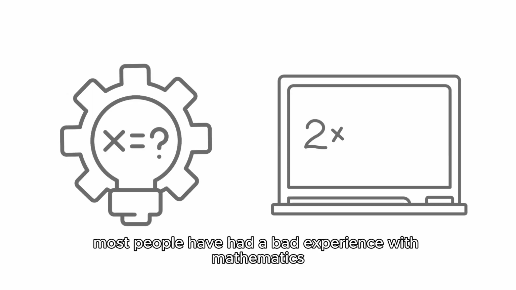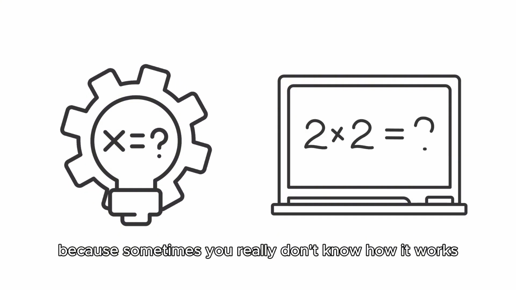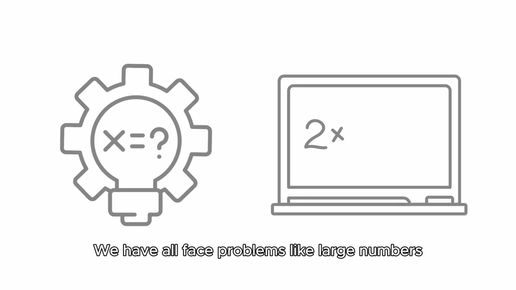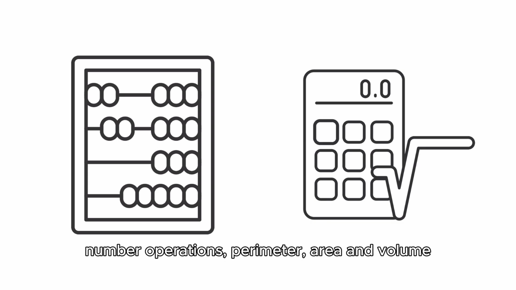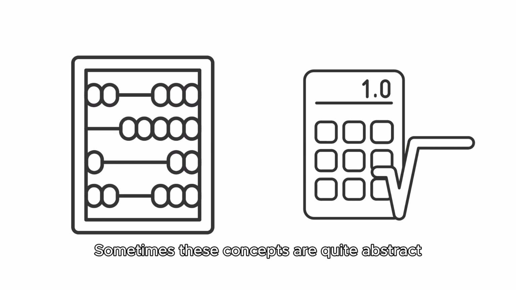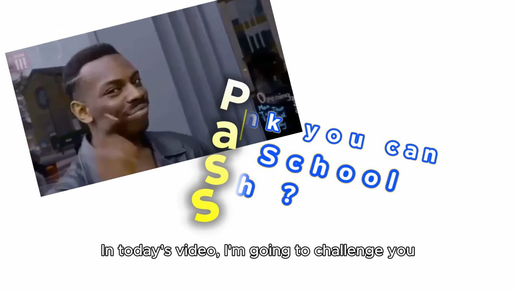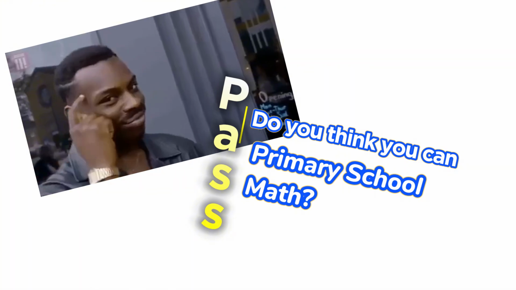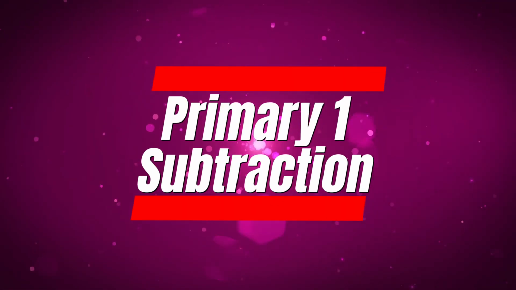I think most people have had a bad experience with mathematics because sometimes you really don't know how it works. We have all faced problems like large numbers, number operations, perimeter, area, and volume. Sometimes these concepts are quite abstract. In today's video, I'm going to challenge you. Do you think you can pass primary school math? I bet you can't.